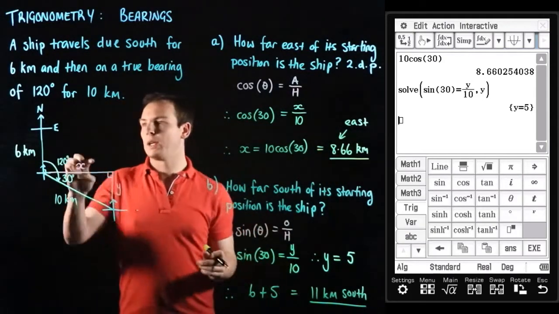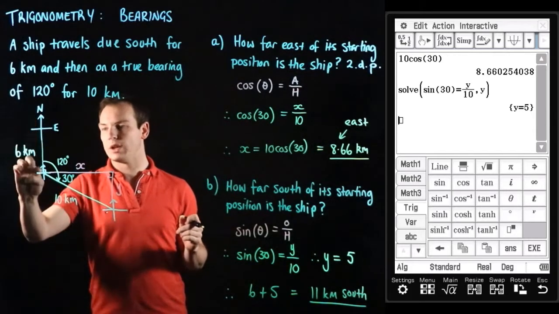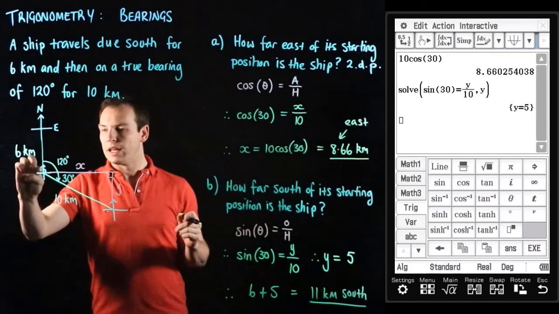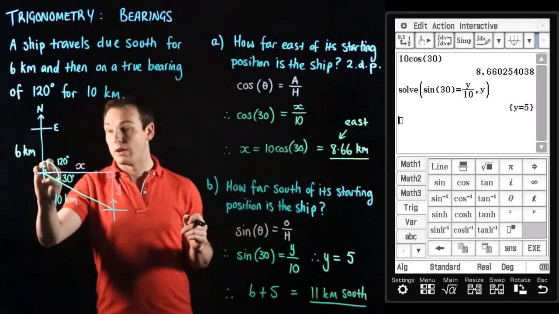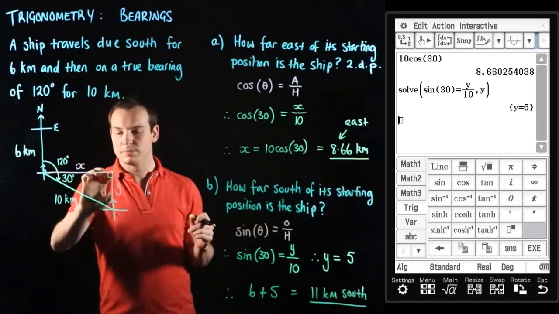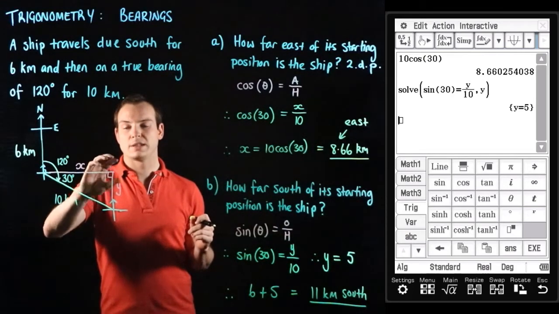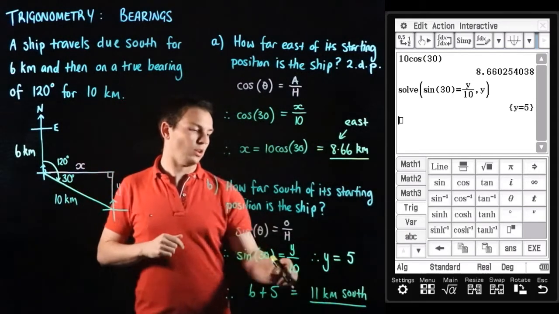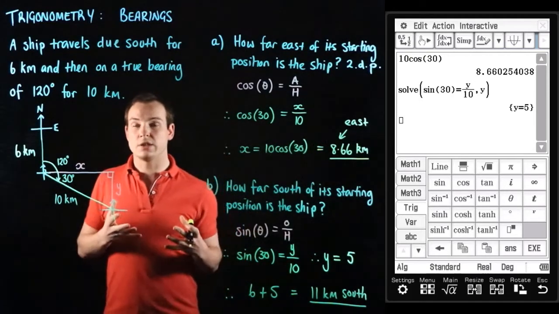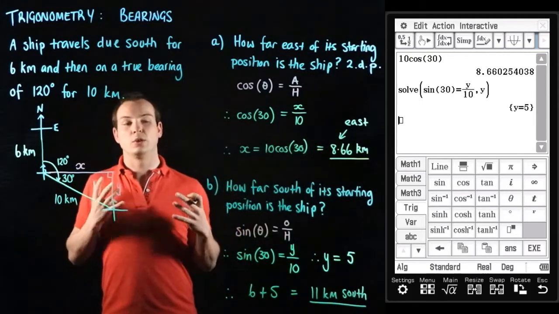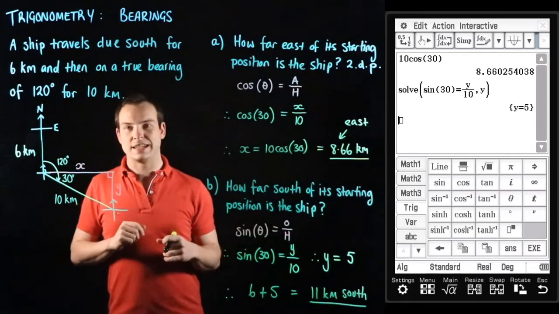For the second question, we had a leg of the journey that was 6 kilometers due south. And then when it was traveling along this bearing of 120 degrees, just down here, it traveled another 5 kilometers further south, giving a total of 11 kilometers south overall. So we're going to continue this example in just a moment. We're going to look at parts C and D.